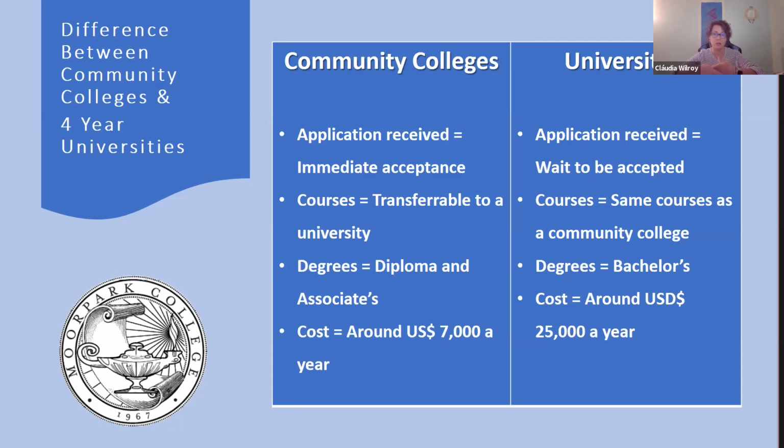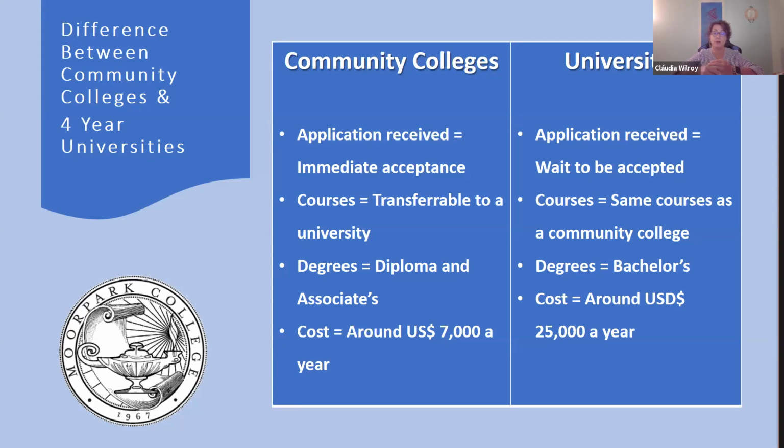At the community college, you also have degrees. So you can get a diploma and you can get an associate degree. For those of you who are from Brazil, and I don't know how it is in the other countries, we used to have a 2-year degree called Tecnólogo. So it's similar to that. So you have a degree for the first 2 years that you are attending a community college.